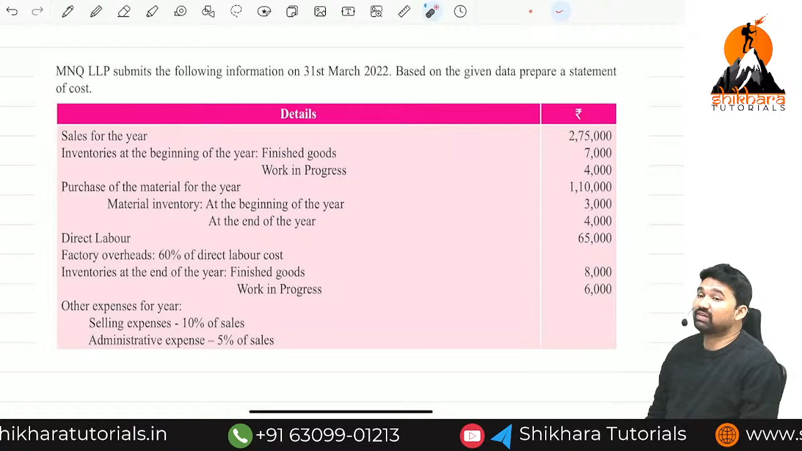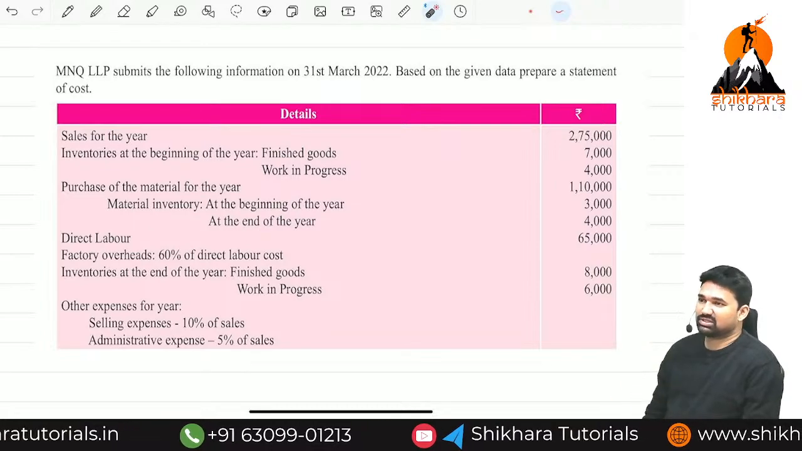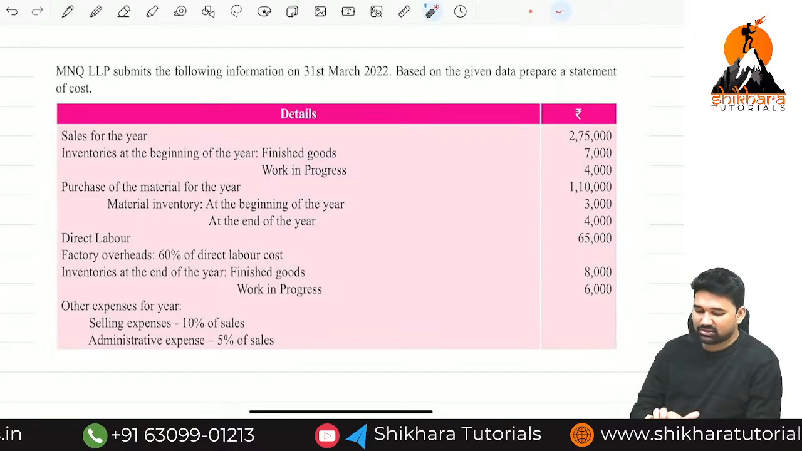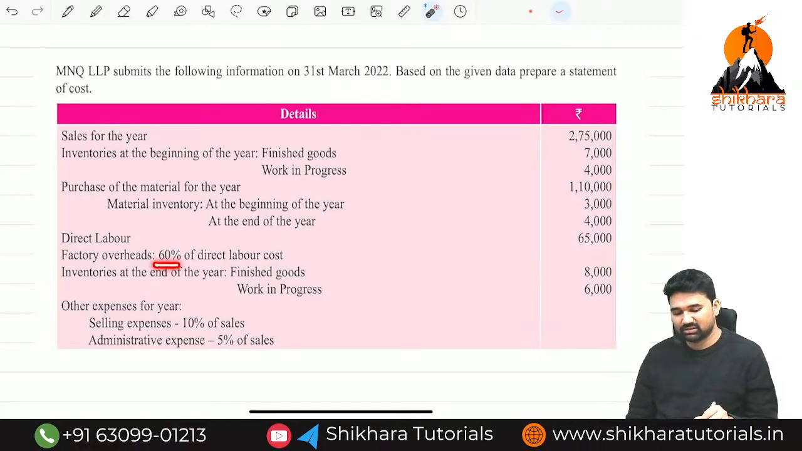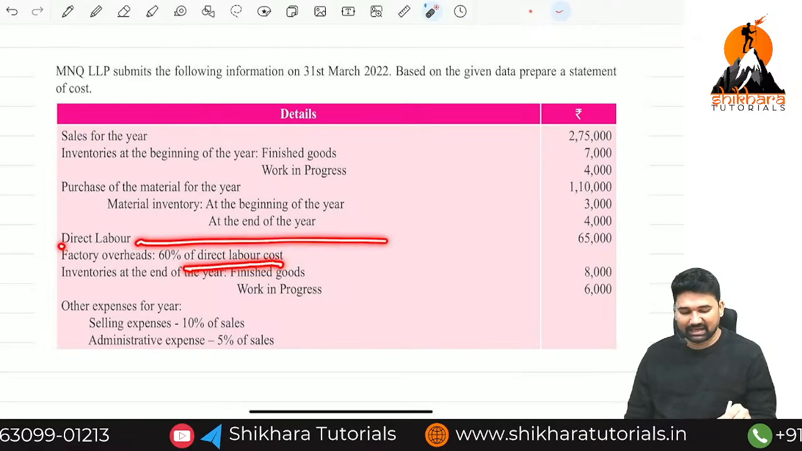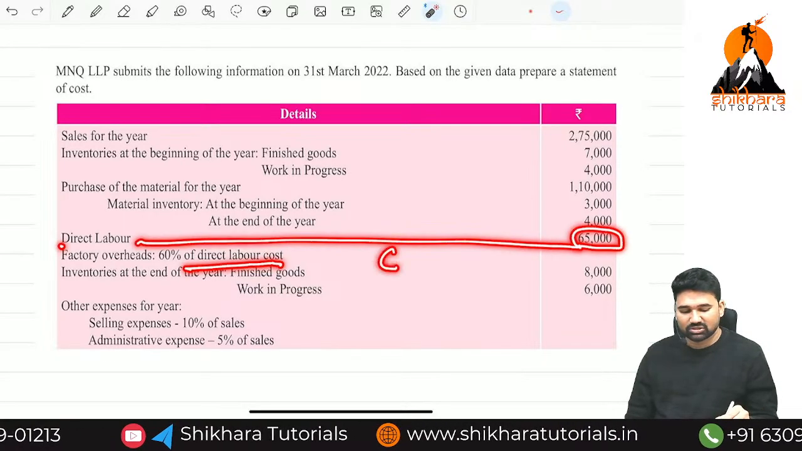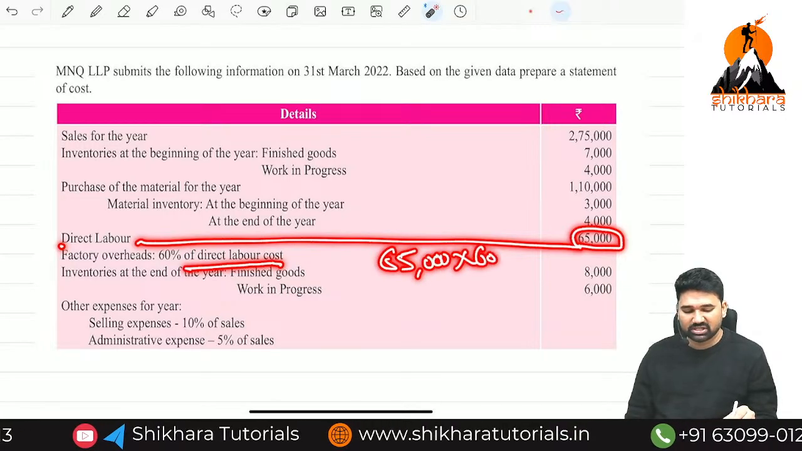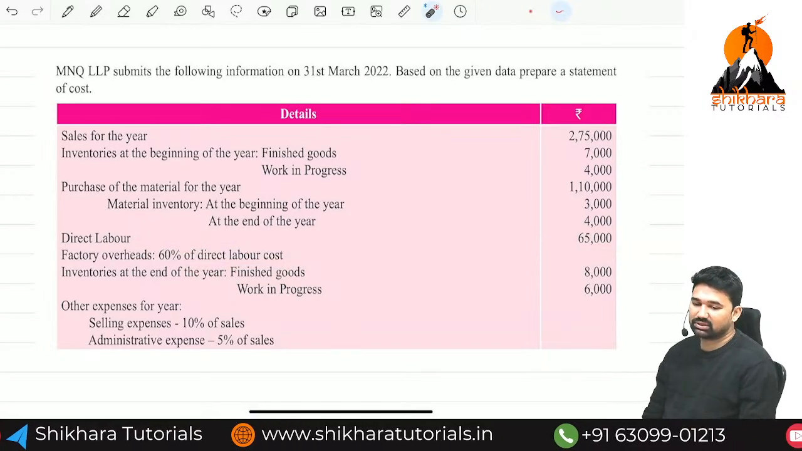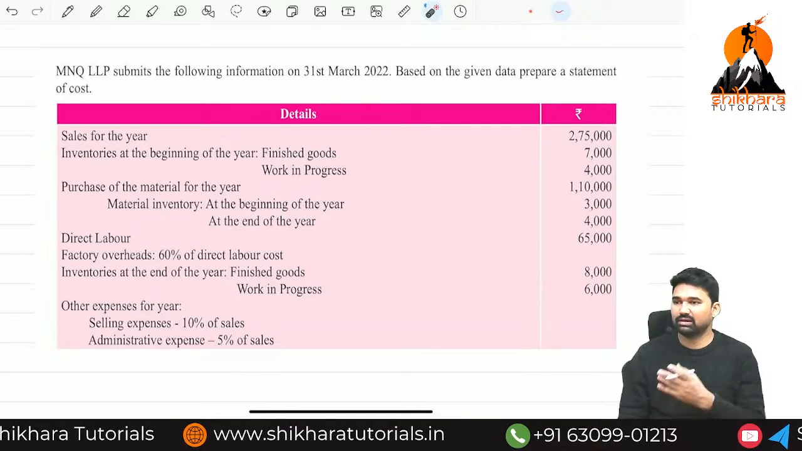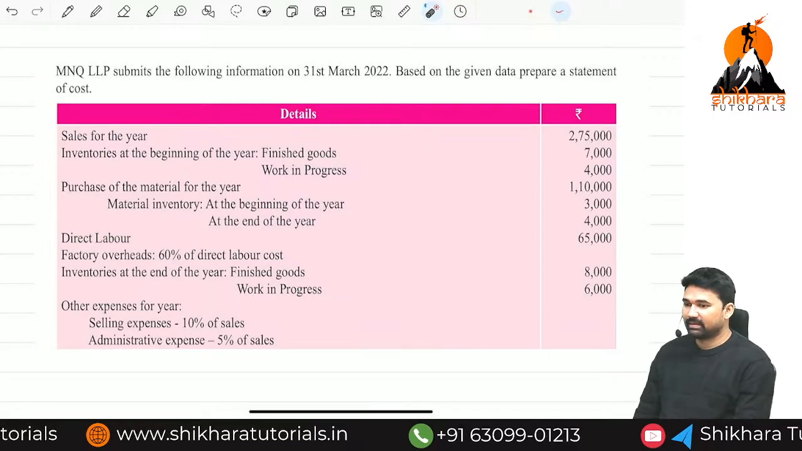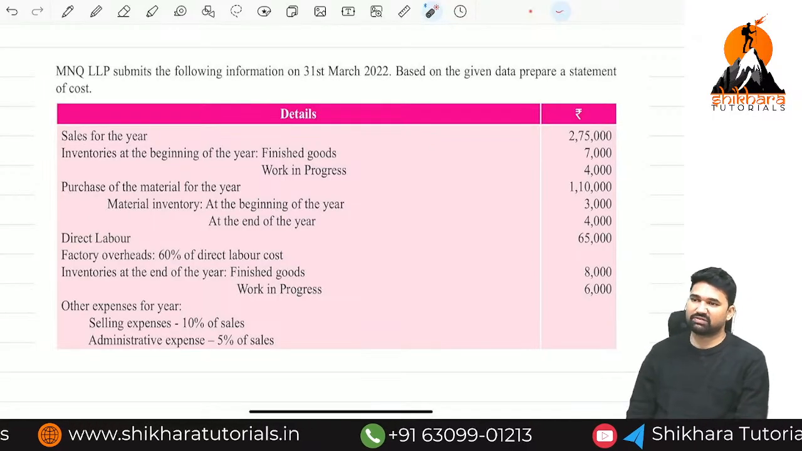Next, factory overheads. When are we going to use factory overheads? Just after the prime cost. After prime cost, we will add factory overheads. How much percentage? 60% of what? Direct labor cost is 65,000. So 65,000 into 60%. Somewhere around 39,000 it will come. Use the calculator. 65,000 into 60% is 39,000, if I am not wrong.